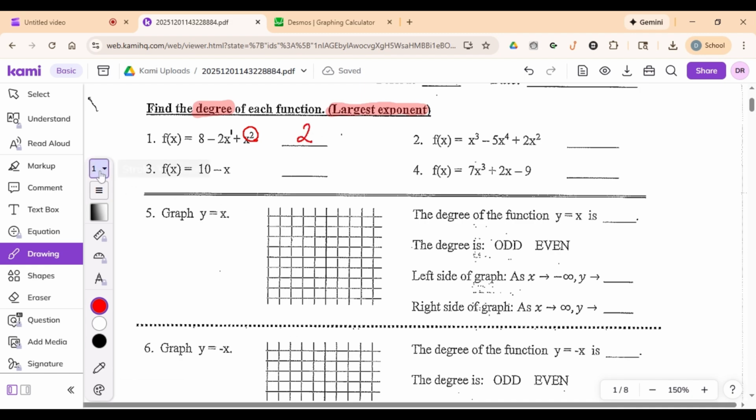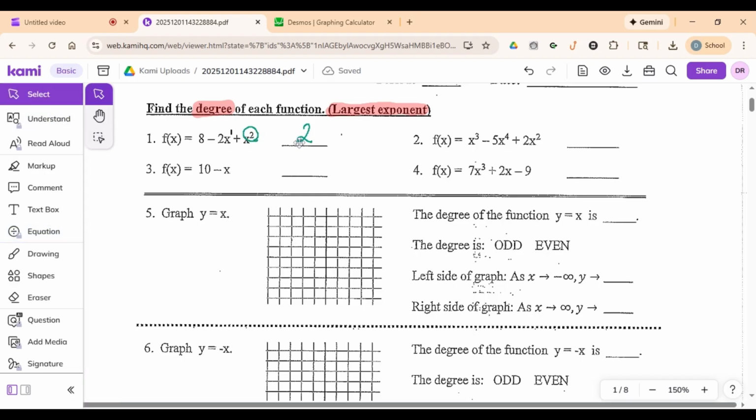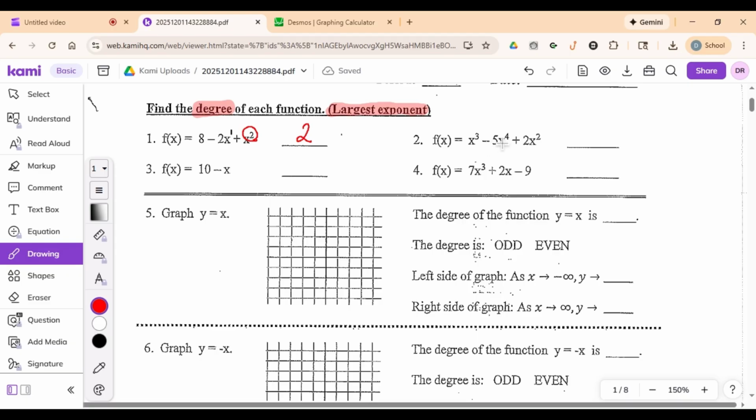When we keep looking, we go to the next equation, and we see it says x to the third minus 5x to the fourth plus 2x to the second. We want to know the degree. We're going to look for our exponents and find the biggest exponent that's here, and that is the exponent 4. So the degree of this one we'll say is 4.